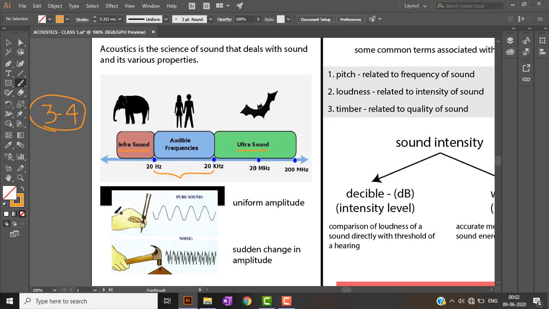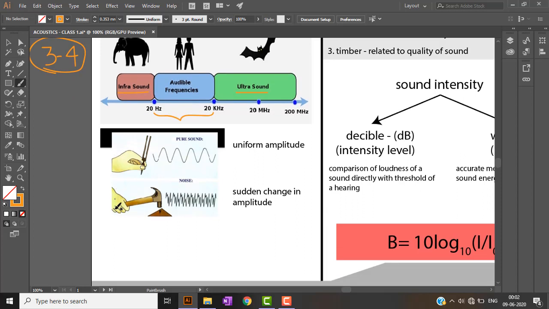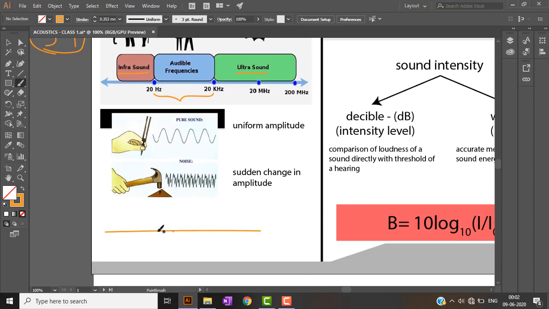So what's the difference between a sound and a noise? Okay, so let's consider a sound wave. This is one cycle, this length is known as the wavelength of a cycle, and this is known as the amplitude. When the amplitude is uniform, it's known as pure sound, and when there is a sudden change in amplitude, it's known as noise.